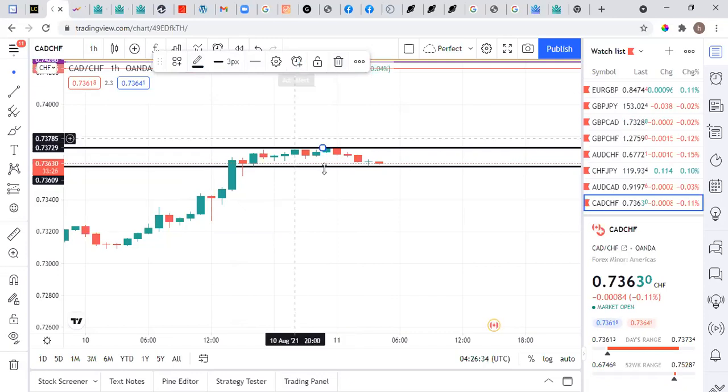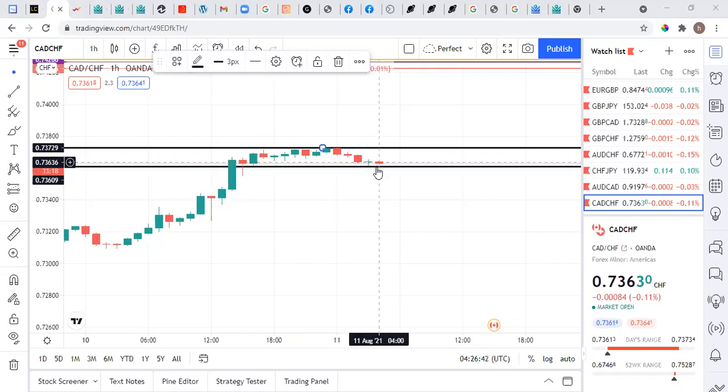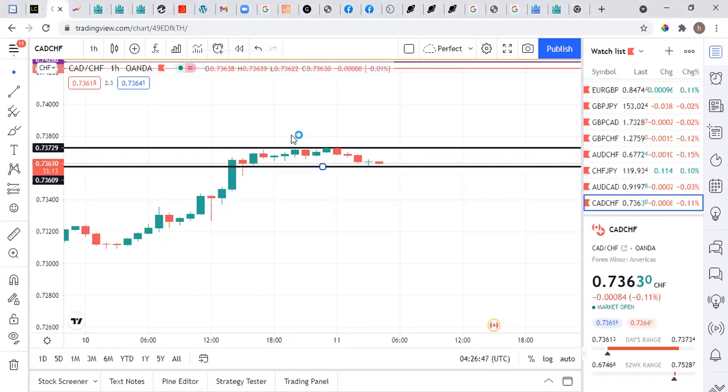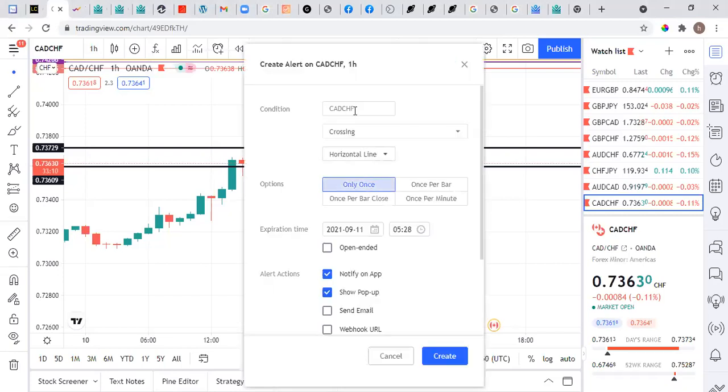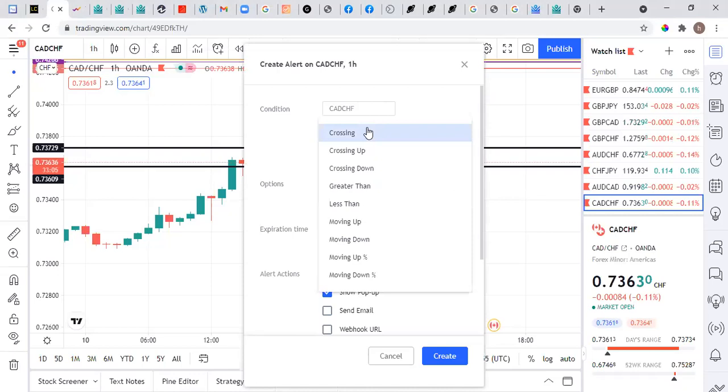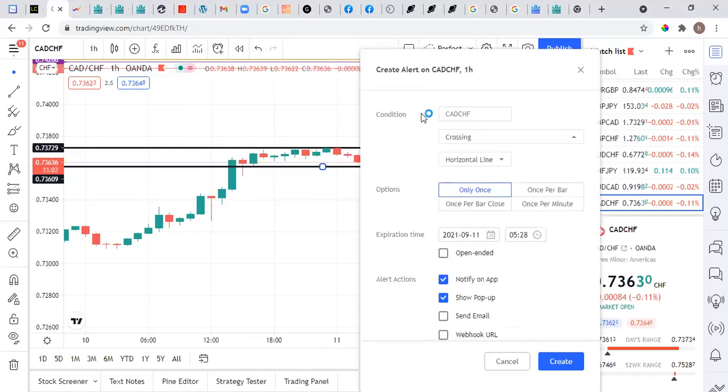You can add an alarm. Let's say I want to buy whenever the price crosses this line. I will click on the line and set an alarm. Because I'm using a free version, I'm only allowed to set one alarm. You can just pick the option crossing. Most times I just leave it as crossing. I just want it to touch that line. Once it touches or crosses that line, it's going to alert me only once. When do I want this to expire? I just leave it.